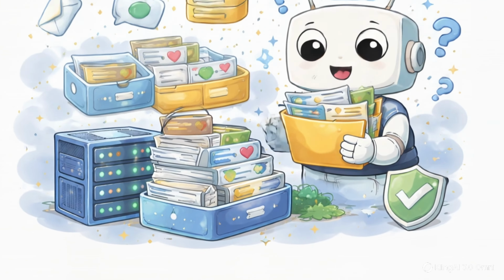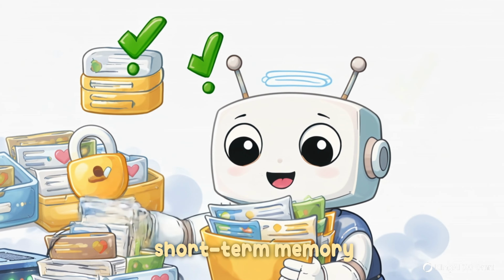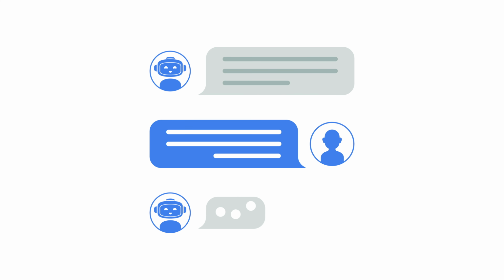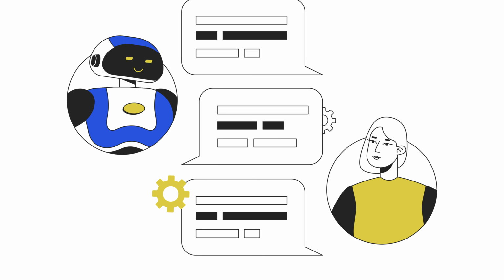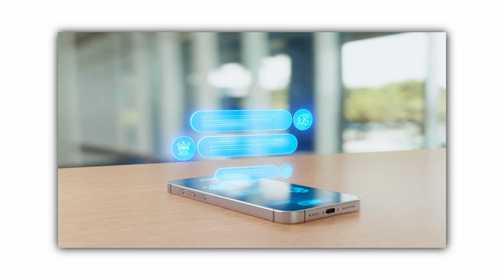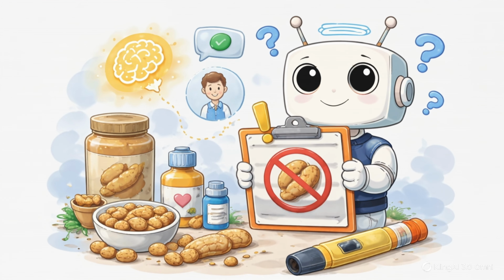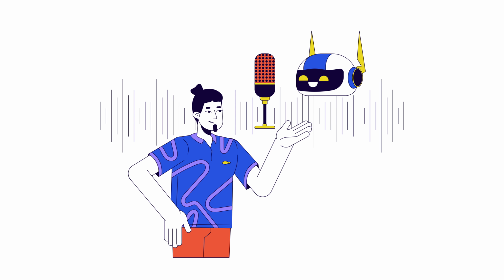These agents store past interactions as context, either in short-term memory, like the current conversation window, or longer-term memory, like saved user preferences or embeddings in a vector database. When you give a new input, the system retrieves relevant past data, combines it with the current prompt, and feeds it into the model. That way, the AI responds based on what it knows about you so far.